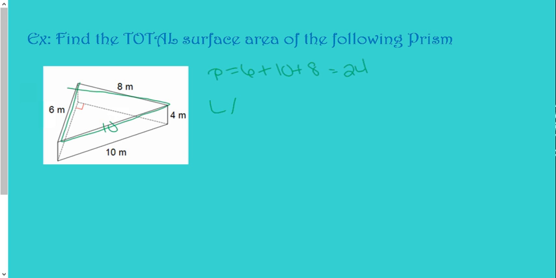So my lateral area is going to be 24 times my height. And the height of this triangular prism is 4. So my lateral area is going to be 96 meters squared.